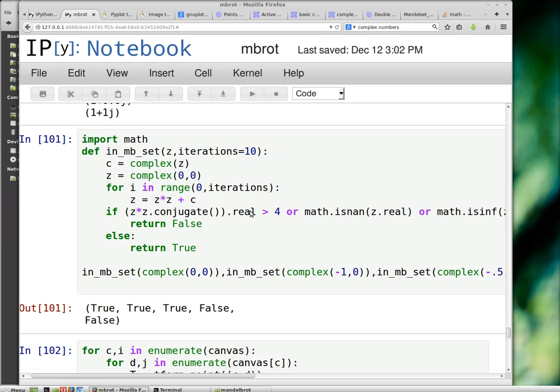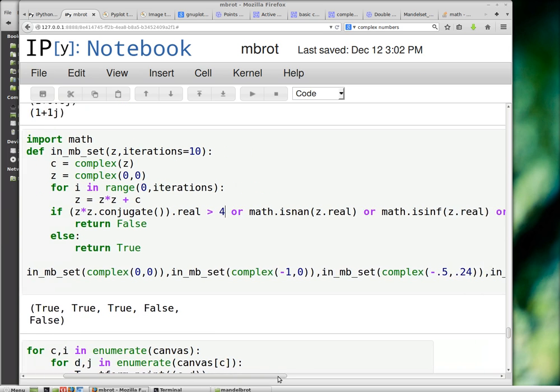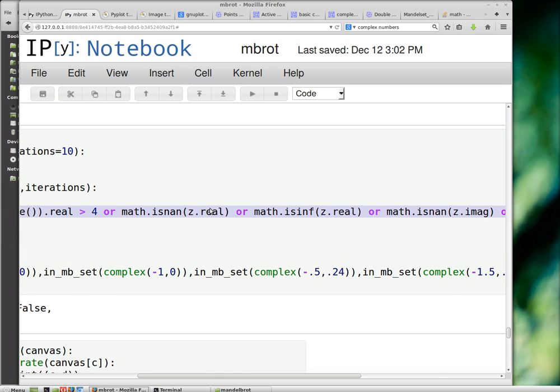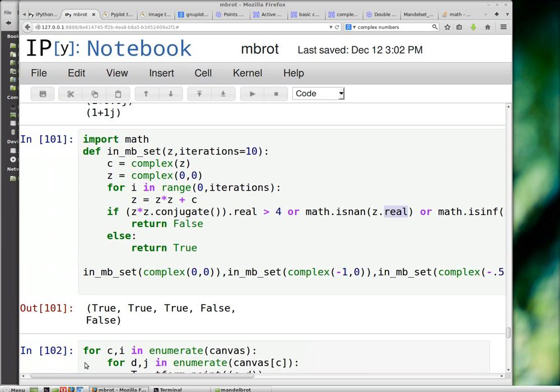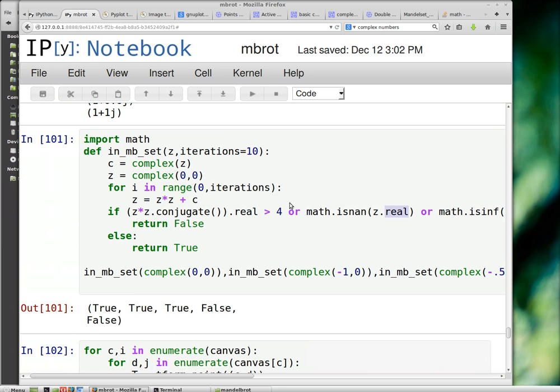You know what I mean, or something. So you have to check for those cases separately. So you can check to see if the real part is INF or is NaN. So I do that for all 4 possibilities: INF and NaN for the imaginary coordinate and also the real coordinate. And so then if it has exploded, basically it's not in the Mandelbrot set. Otherwise it is.